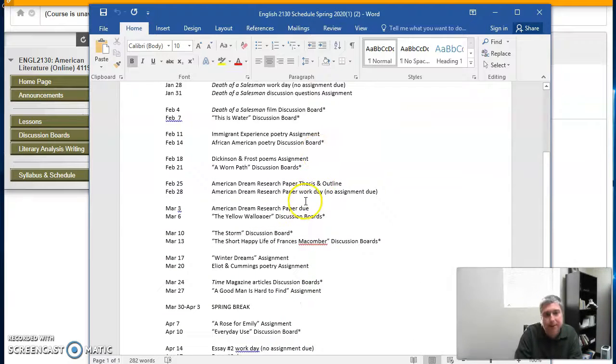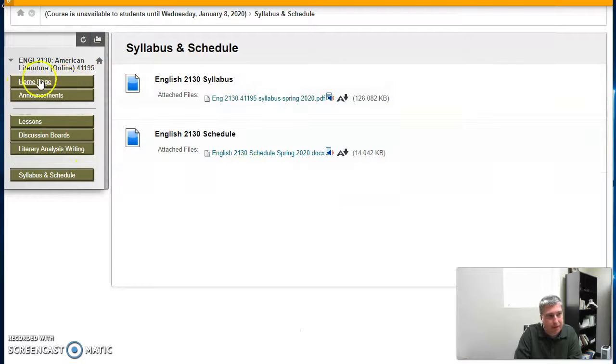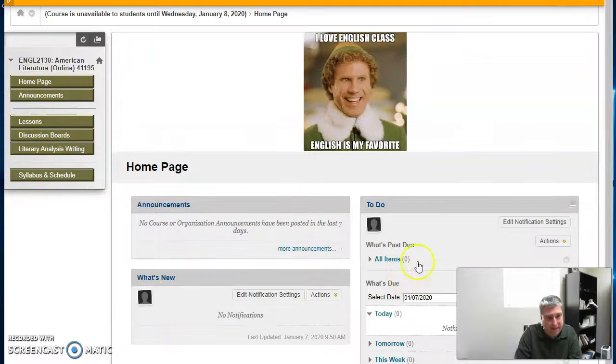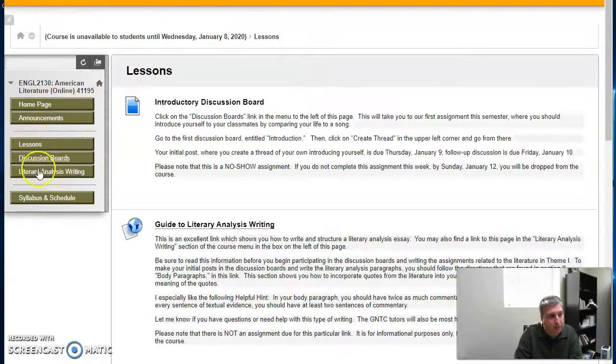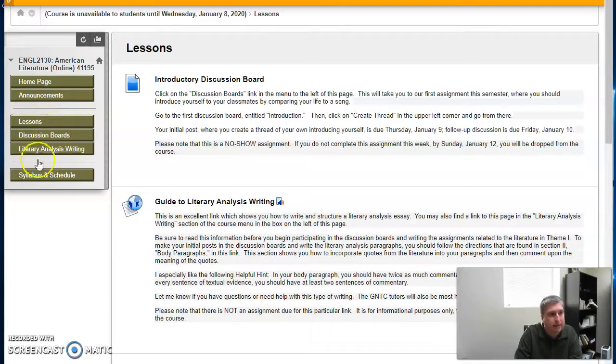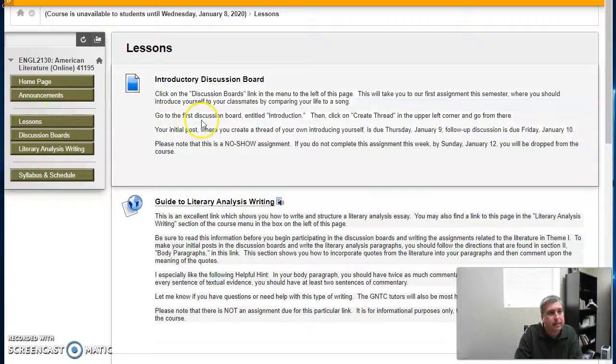This is what you want to pay attention to for due dates, not this information here on the home page, which again may or may not be accurate. Pay attention to the schedule. The lessons, and of course, I don't complicate things. It's pretty straightforward. Here are your lessons.